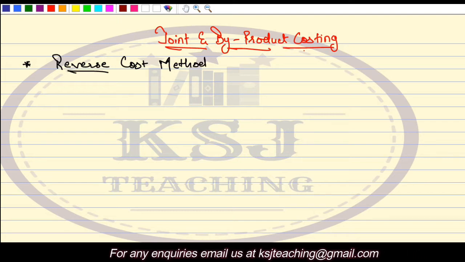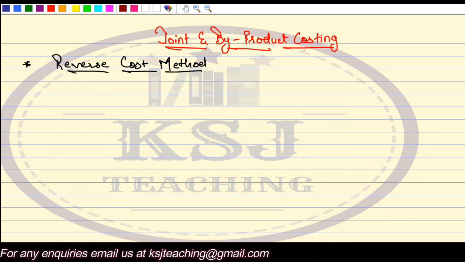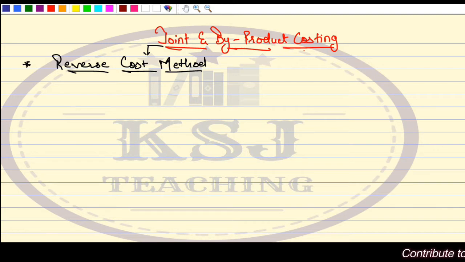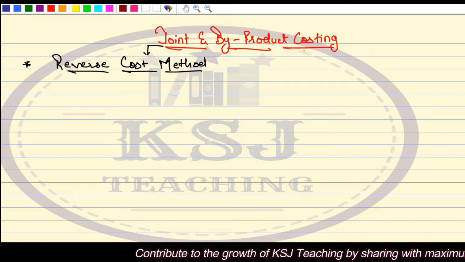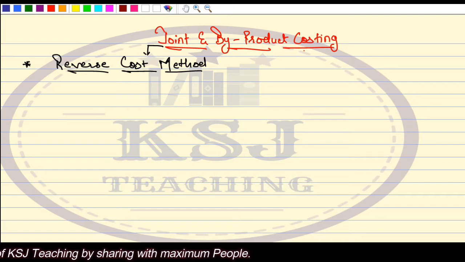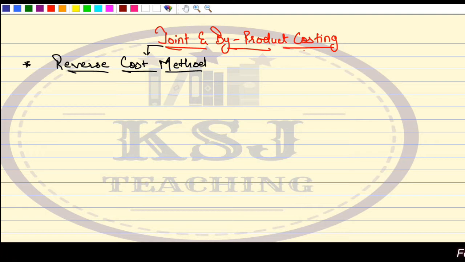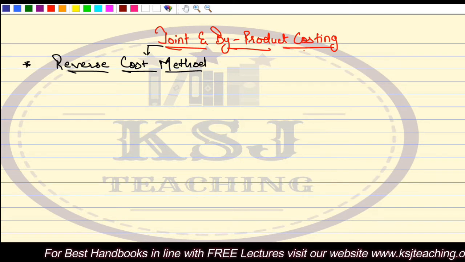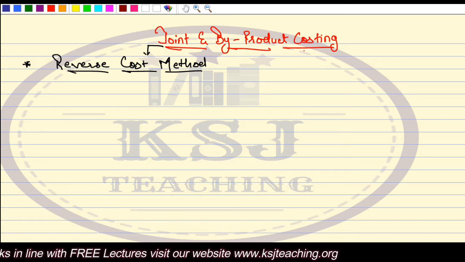Now if you look at the ICAI module for the CA students, for the joint product this method is not there. There is no reverse cost method given in the module. Whatever methods we have done till now are there in the book: the physical units method, sales value method, final sales value method, contribution margin method, and average unit cost method. All these methods are there in the ICAI module, right?